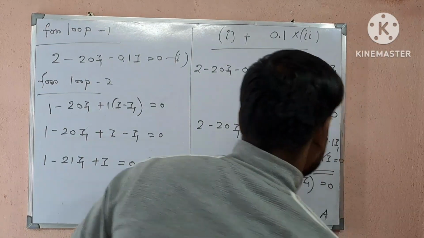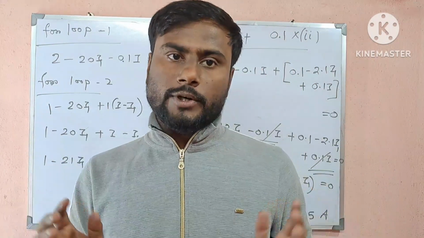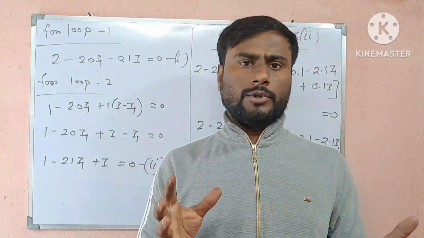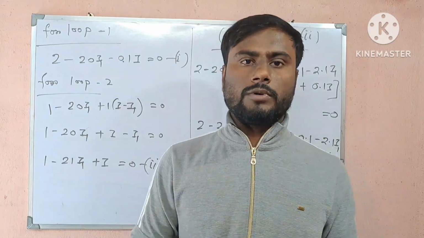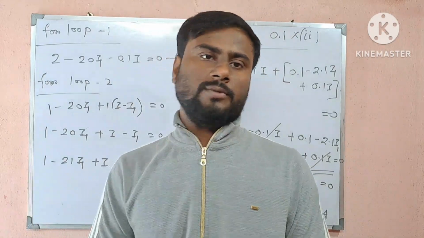So after solving, that value will be 0.095 ampere. So I believe KCL and KVL are completely clear for you, and now you have to solve a few numericals. Just open your book and take a few numericals and solve them by yourself. Things will be very clear. Okay.